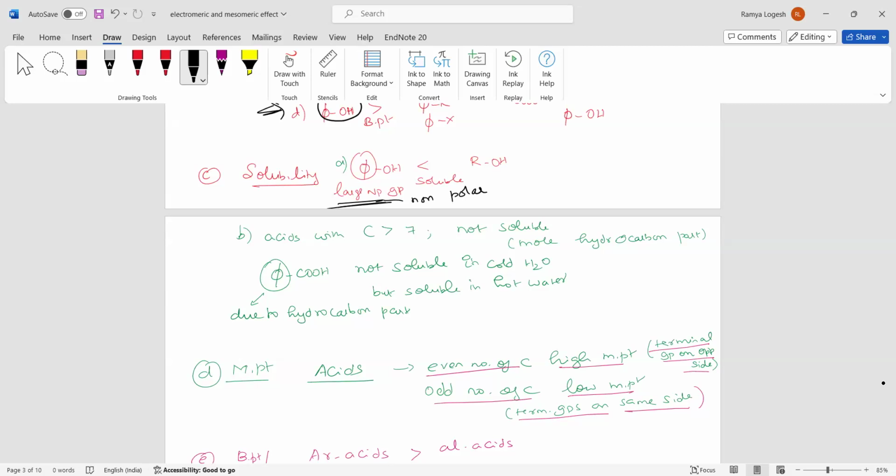Right? So here, when I talk about solubility, water is a polar molecule. So like dissolves like, isn't it? Polar dissolves polar. When I look at the polarity, which is more polar, this or this? Obviously, the alkyl alcohol is more polar, isn't it? This is delta plus and delta minus. Here it is also partially delta minus.